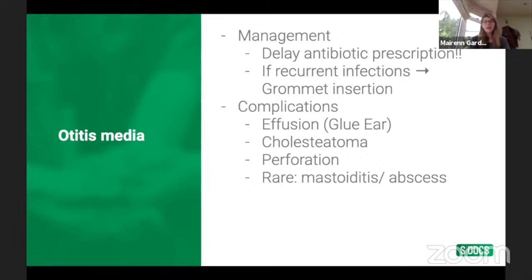Perforation can occur from otitis media due to the buildup of pressure behind the tympanic membrane. Perforations can heal themselves, and so most don't need to be treated, especially when they're small. If they are big, then they will need to be managed.